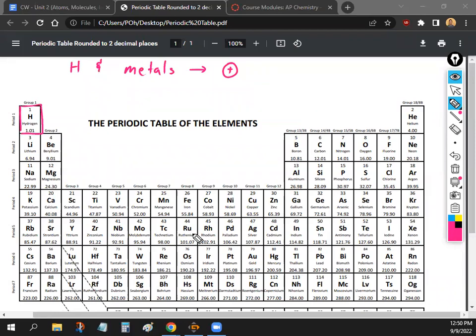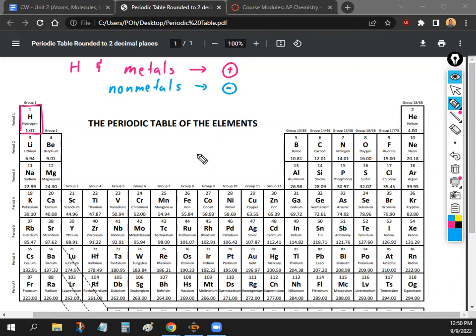All right, so hydrogen and the metals like to become cations. And so the ones that want to become anions are your non-metals. So the guys on the right side of the periodic table. So non-metals, they like to become anions.